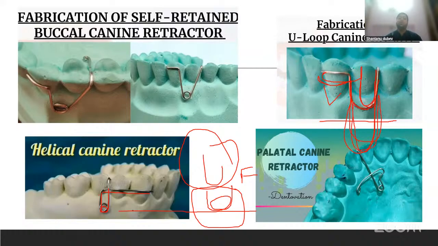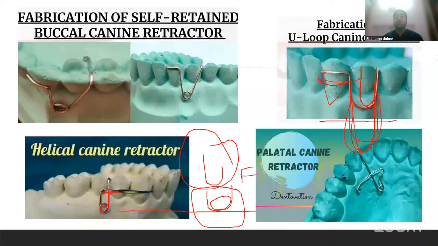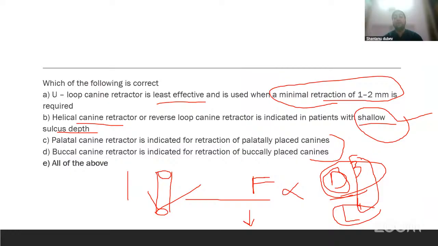That means that in a patient which has shallow sulcus depth, it is better to introduce helical canine retractor, because otherwise to apply low forces, you will deepen this loop and then it will impinge in the vestibule, right? So it is better that we give helical canine retractor, right?